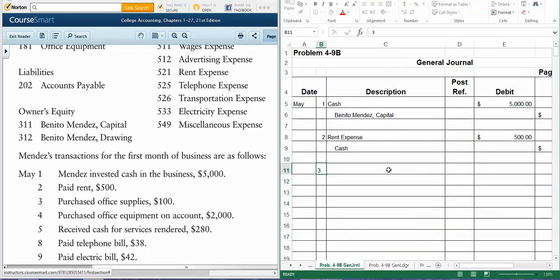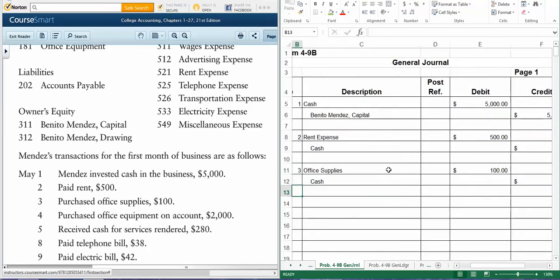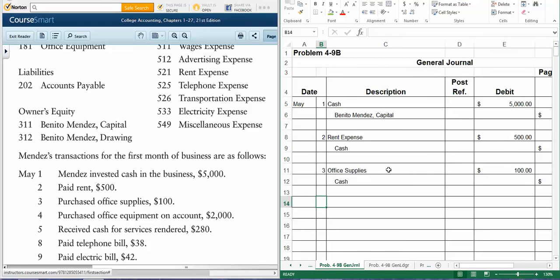Okay, the next transaction, we purchased office supplies. So since it does not say on account, we're going to assume that we paid cash. And then we're going to enter the amount. Okay, we're just going to keep on repeating the process. So we purchased office equipment, so we're increasing our assets. And this one says on account, so it's going to be accounts payable. And it is $2,000.